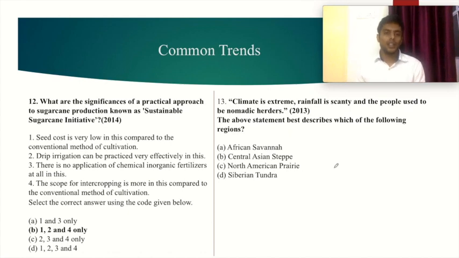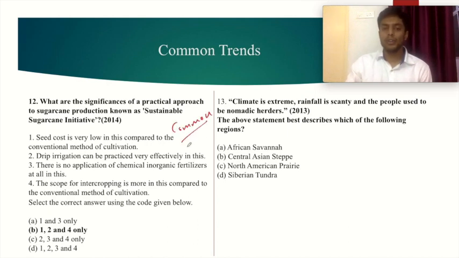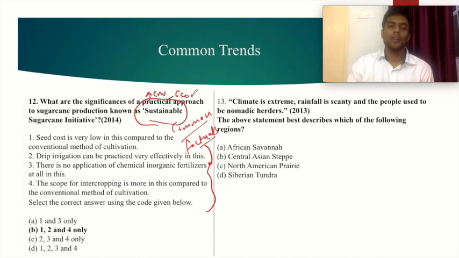Now, what is the significance of the practical approach to sugarcane production? These are just common sense. I told you, you have to save time on some of the factual questions where you know it or you don't know it. And that time you can utilize in this kind of question, because it is very simple. When I talk about sustainable, it should be sustainable from the environmental point of view. It should be sustainable from the economic point of view, right? Or it should be sustainable from the energy point of view.